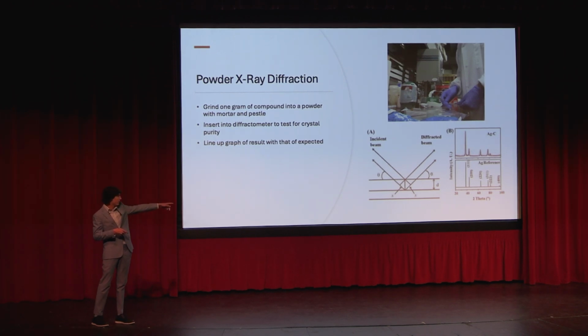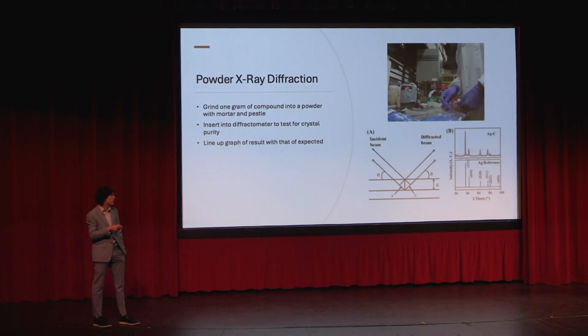So if you look to the right, at the bottom, this is a graph of what our expected graph should look like, and the top is the graph that we actually got. And each of these little peaks represents electromagnetic reflections.